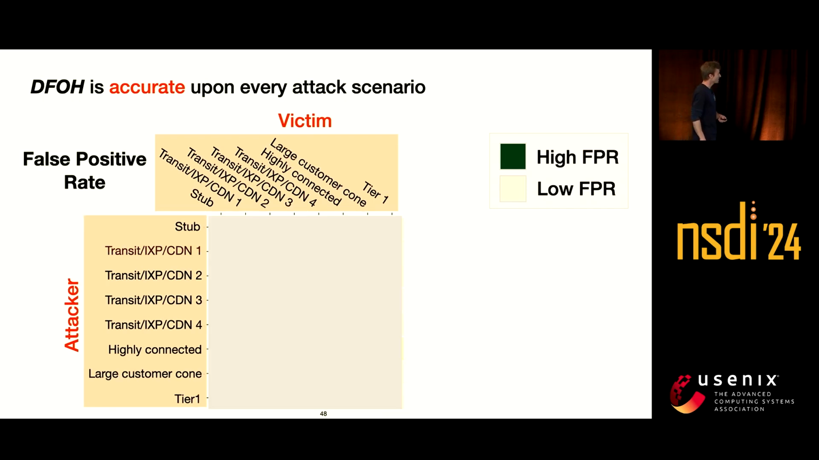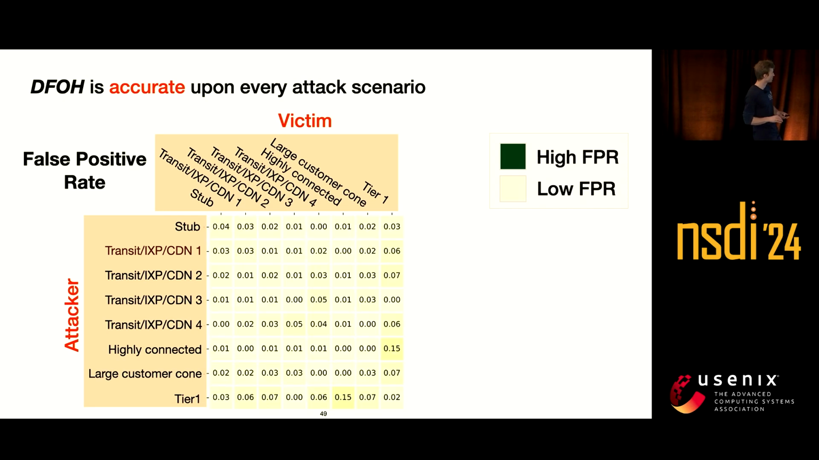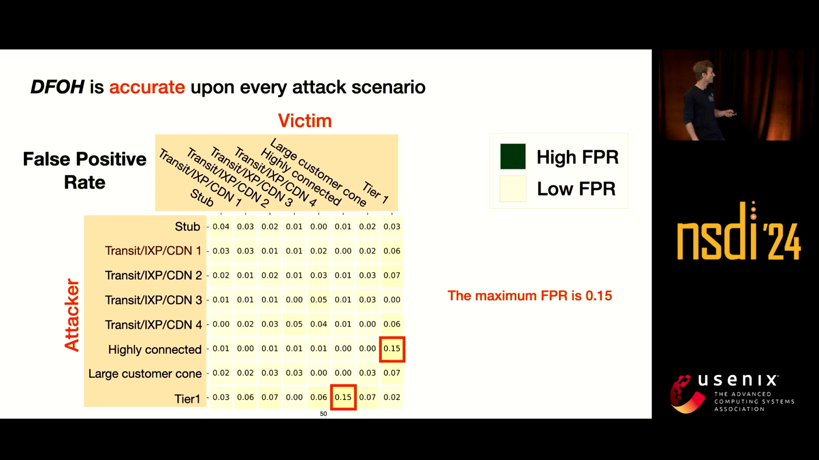In terms of false positive rate, now green means high FPR, white low FPR. So we want a low FPR here. And here are the results. You can see that regardless of the attack scenario, we always have a low false positive rate. Okay? Actually, the maximum FPR is 0.15, which is still quite low.